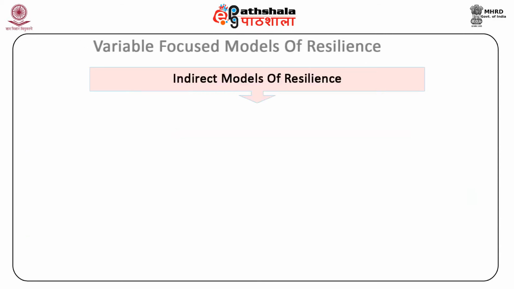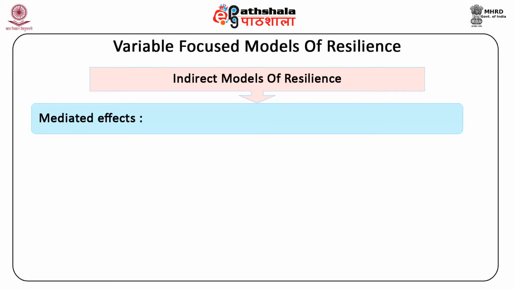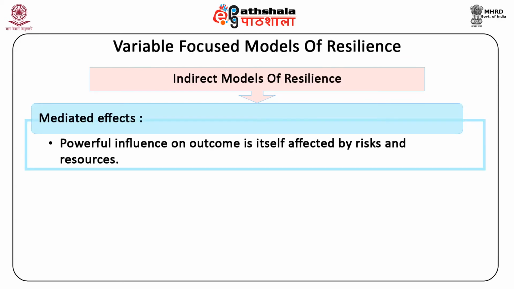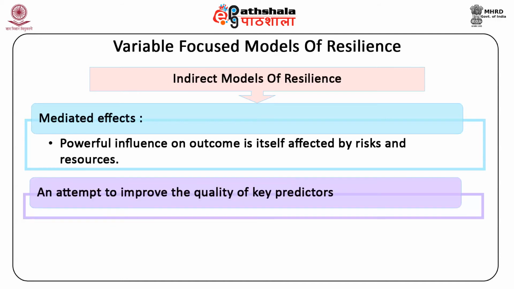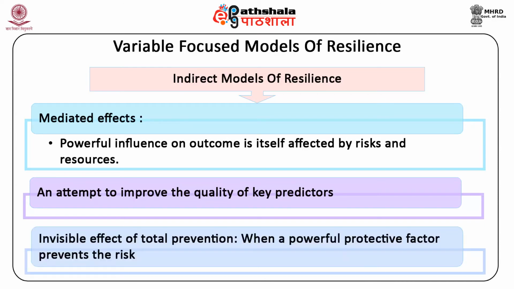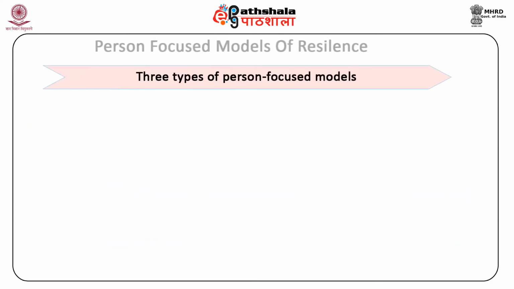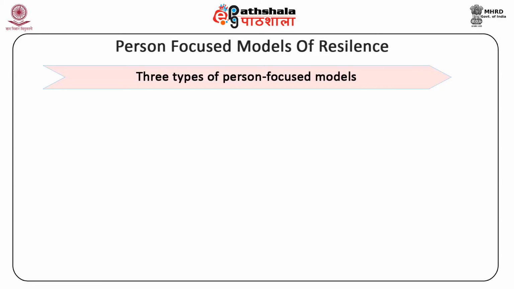Indirect models of resilience. Mediated effects refer to situations where a powerful influence on outcome is itself affected by risk and resources. For example, in studying the determinants of parenting as well as outcomes, interventions are made in which there is an attempt to improve the quality of key predictors such as parental effectiveness. Another indirect model is the invisible effect of total prevention, where a powerful protective factor prevents the risk from occurring at all.